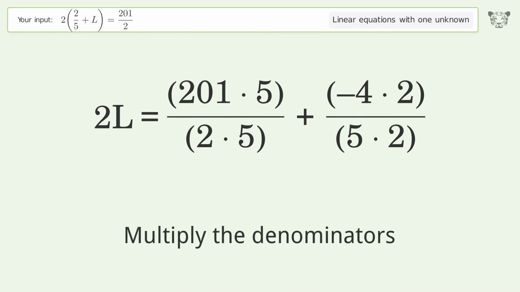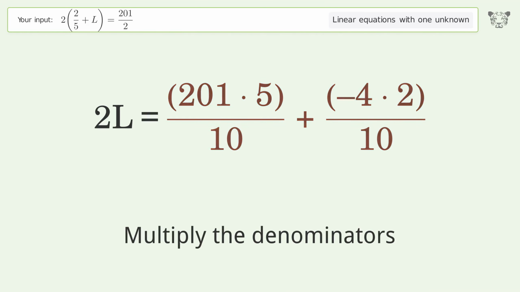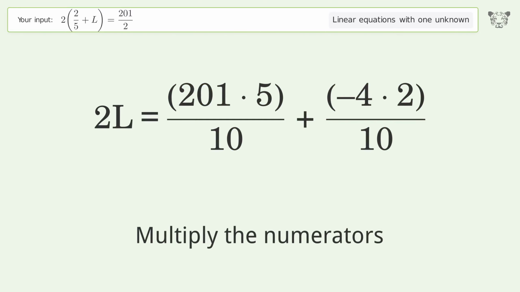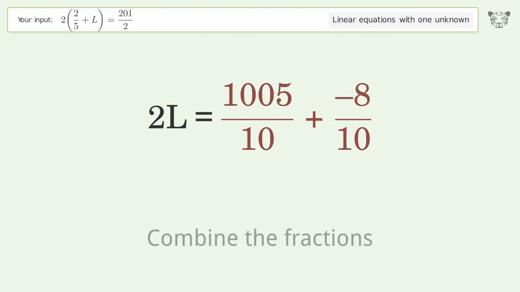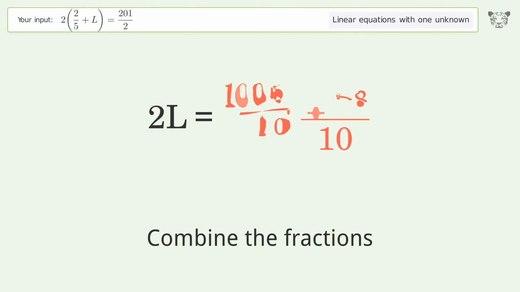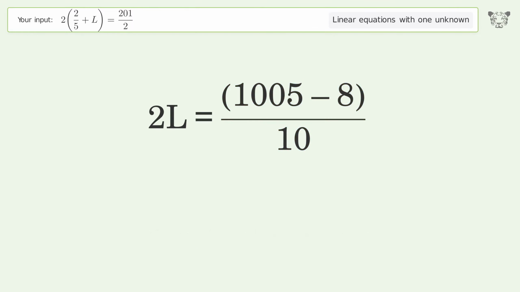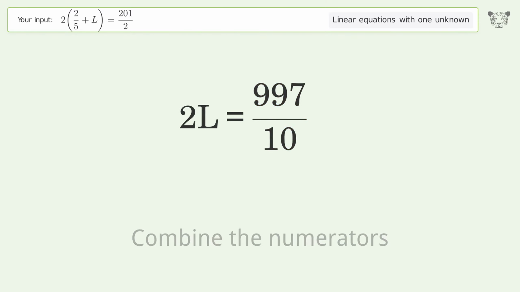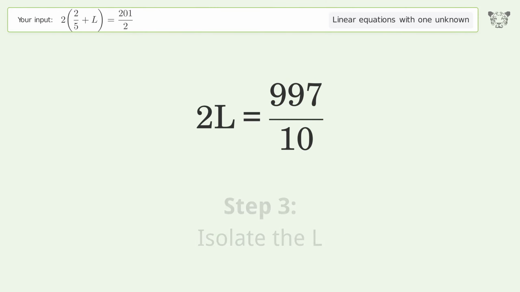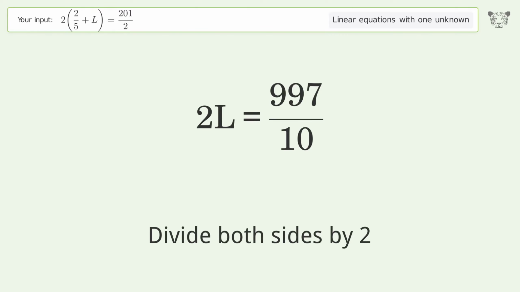Multiply the denominators. Multiply the numerators. Combine the fractions. Combine the numerators. Isolate the L. Divide both sides by 2.